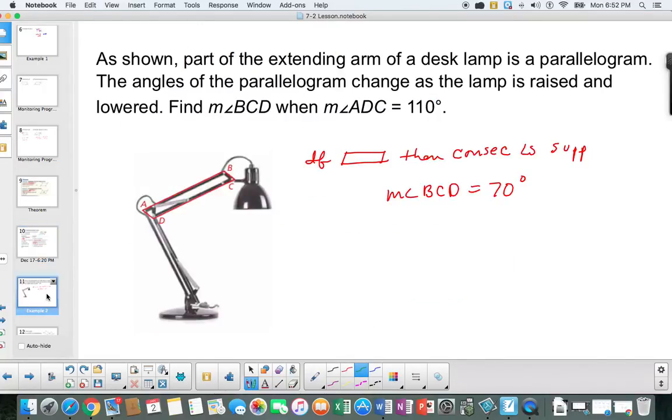All right, let's take a look at this picture. This is a parallelogram, and we know ADC, that's this angle, and we'd like to figure out BCD, which is this angle. Now notice that we're going to use the theorem about consecutive angles. So if this is 110, then that other angle is going to be 70.